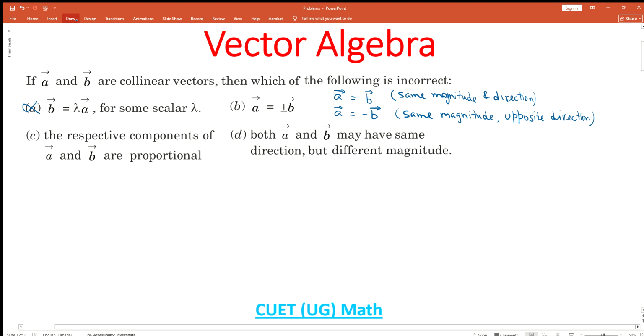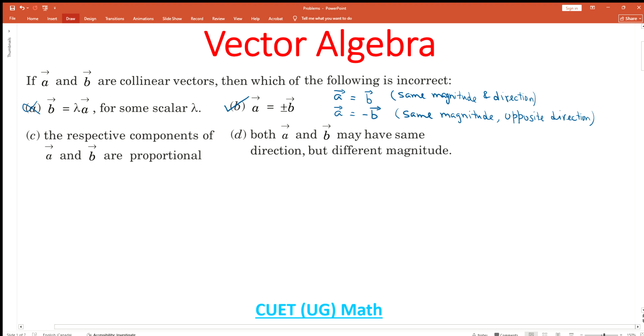Therefore, option B is not correct for collinear vectors because one of the requirements for two vectors to be equal to each other is that they should have the same magnitude. So option B should be the answer because this statement is not true for two collinear vectors A and B.